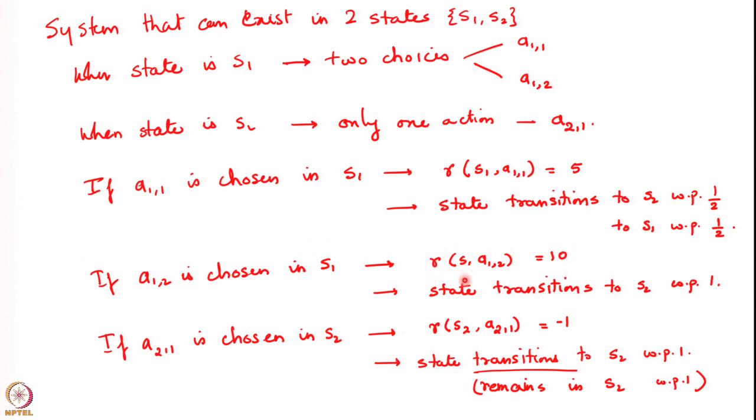The reward for choosing action A12 in state S1 is still 10 units regardless of the time instant at which this choice is made. Finally, the same is true here as well. The reward of choosing action A21 in state S2 is independent of the time at which this choice is made. The same is also true about the state transitions. You transition from S1 to S2 with probability half regardless of the time at which these choices are made. This transition is independent of time, and finally, this one also is independent of time.